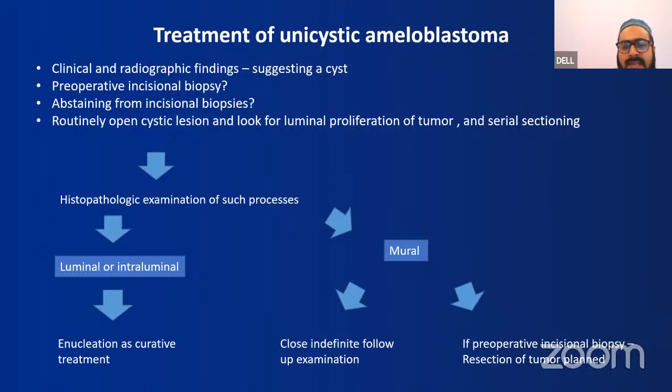one option is that we can follow up the patient indefinitely and look for any recurrence of the tumor, or the other option is to plan for resection for the mural ameloblastoma, because the behavior of this type is similar to that of solid multicystic ameloblastoma.